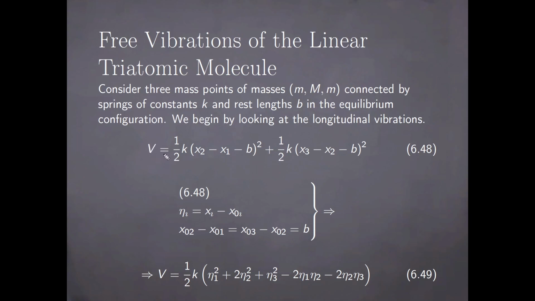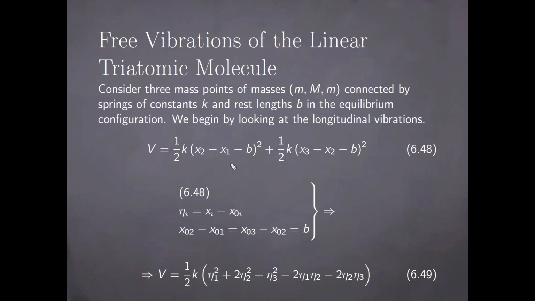Then the potential energy has the expression here. And we can cast it in a slightly different form by going to the relative coordinates eta, which are the coordinates relative to the equilibrium positions of each atom, denoted by x of index 0 and i, for i being 1, 2, and 3 for each atom respectively, and by noting that the difference between the equilibrium positions of each atom is equal to the length b.